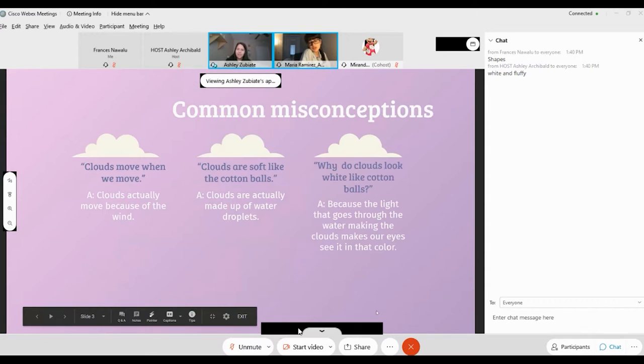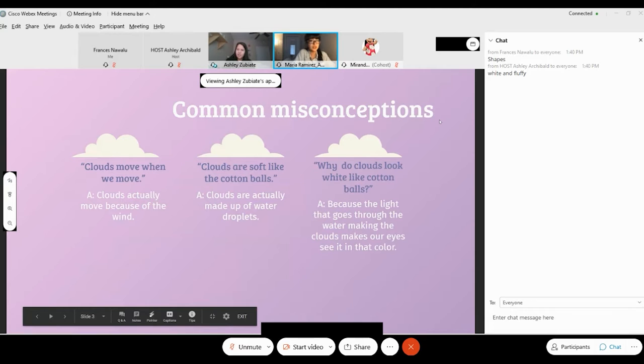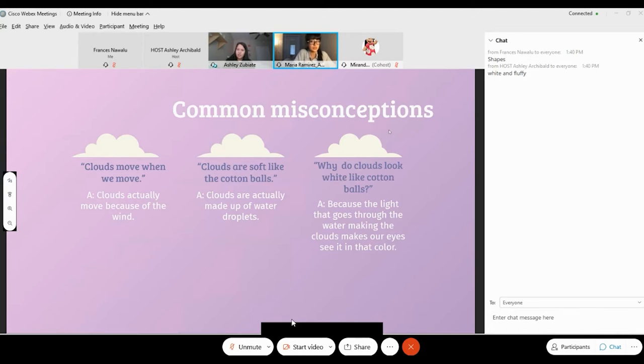So some common misconceptions that pertain to clouds is that clouds move when we move. In reality, clouds actually move because of the wind. Clouds are soft like cotton balls. In reality, clouds are actually made up of water droplets, not cotton balls. And then the third one is, why do clouds look white like cotton balls? And the answer is because the light that goes through the water makes our eyes see it in that color.